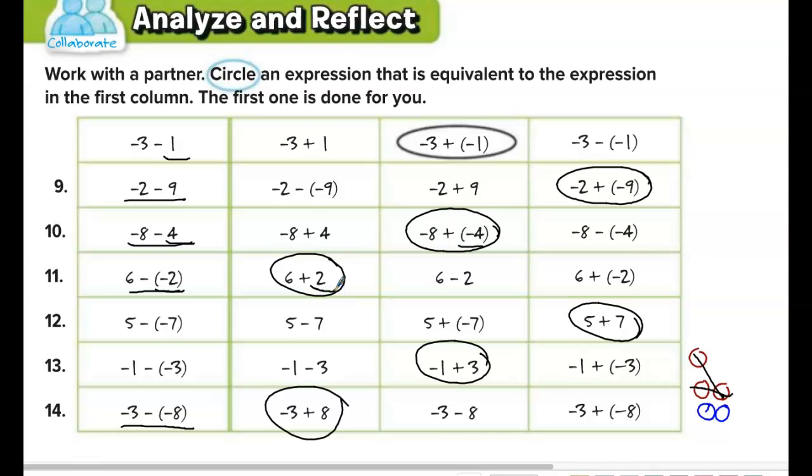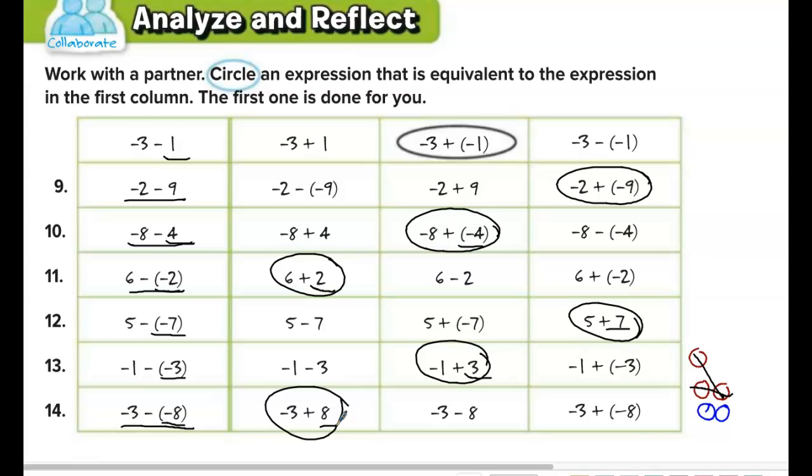Positive 2. The opposite of -7 is? 7. The opposite of negative 3 is? 3. The opposite of negative 8 is? 8. Okay, so we're going to change the second number to the opposite, but what else? Truman?